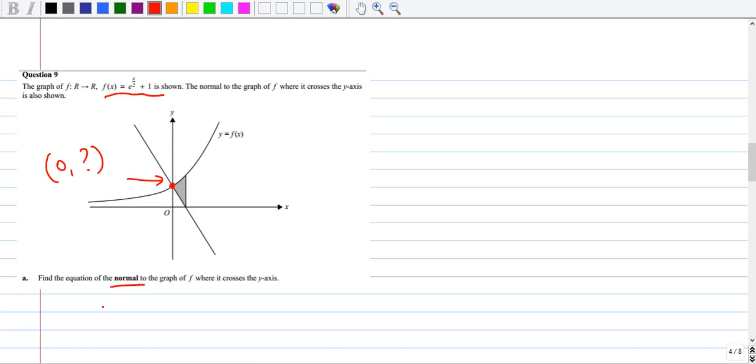Okay, so a normal is a straight line. It's written in y equals mx plus c form. So I need two things. I need its gradient and I need its y-intercept. Its y-intercept is going to be the common point. I'll find the coordinates of the common point by subbing 0 into my function, this exponential curve. So to find the y-intercept is just the same as subbing 0 into that function.